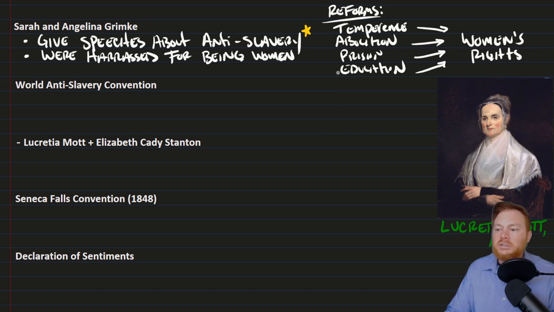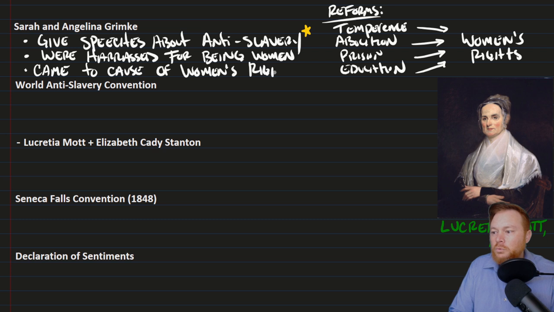And so they said, well, rather than prioritizing the issue of anti-slavery, they came to say, look, we can't even advocate the evils of slavery until we change the way that women are perceived. And so they came to the cause of women's rights through their anti-slavery or abolitionist activism. And that sort of story is very similar.